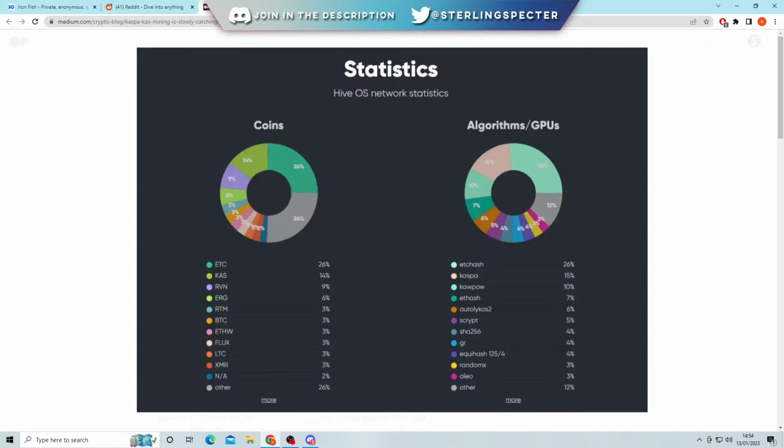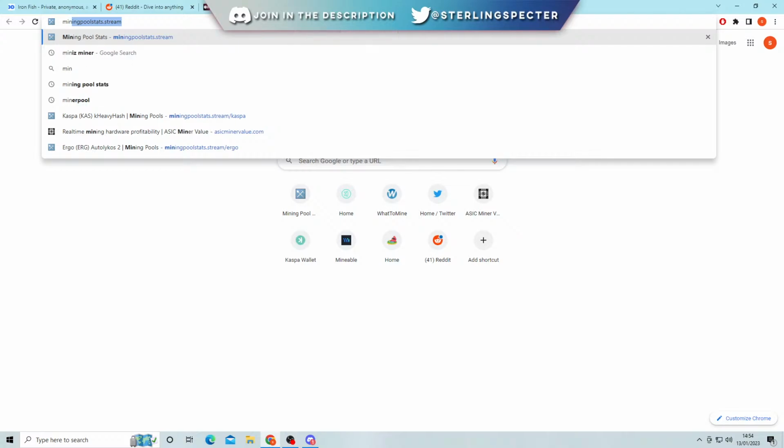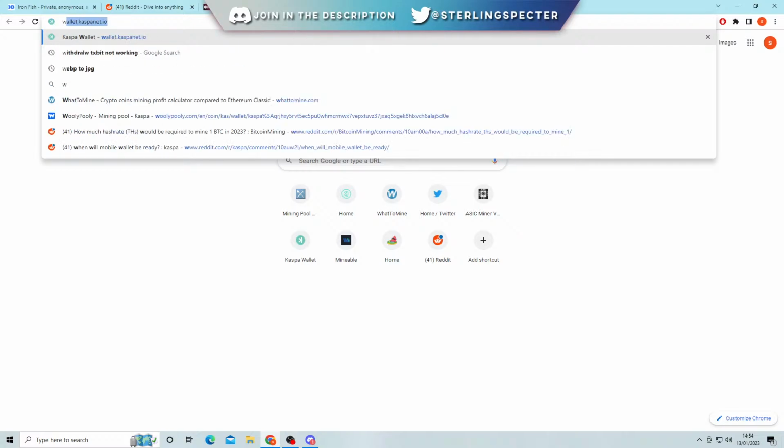But as you can see, Ethash, well, Ethereum Classic Hash, is still the top, and there's still a lot of people on Ethereum Classic because it is profitable on certain ASIC miners, but not for GPU mining anymore at all. And then Casper is obviously profitable, and I think it's profitable on the 40 series. Sorry, not mining pool stats. You want to go on what to mine.